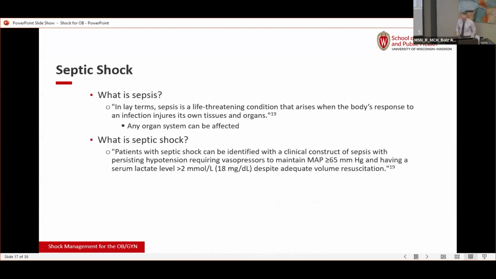What's septic shock? Well, septic shock is sepsis with persistent hypotension requiring vasopressors to maintain a MAP greater than 65, and a serum lactate level greater than 2, despite adequate volume resuscitation. So getting back to our shock definition that we talked about at the very beginning, right?